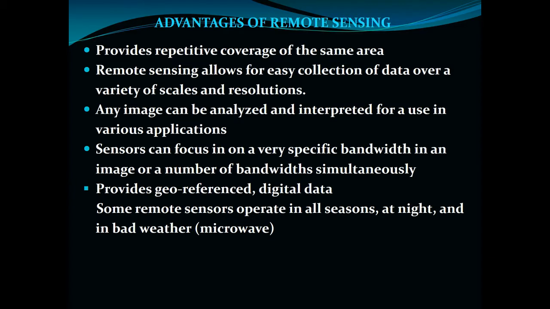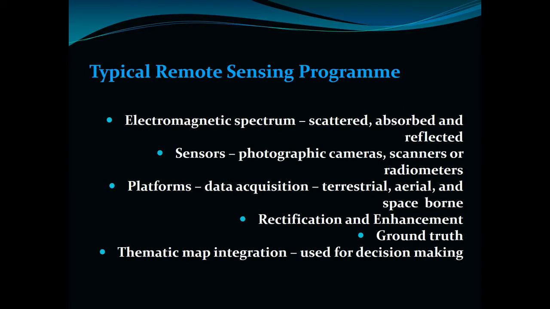Another advantage is that remote sensing data provides repetitive coverage. That means the same area can be covered by the same satellite once in a week or once in 20 days. With this technique, it is easy to collect data for a variety of scales and resolutions. We have high resolution data and also low resolution data, and different spatial resolutions are possible for the same area. And the same image can be utilized or interpreted for various applications.